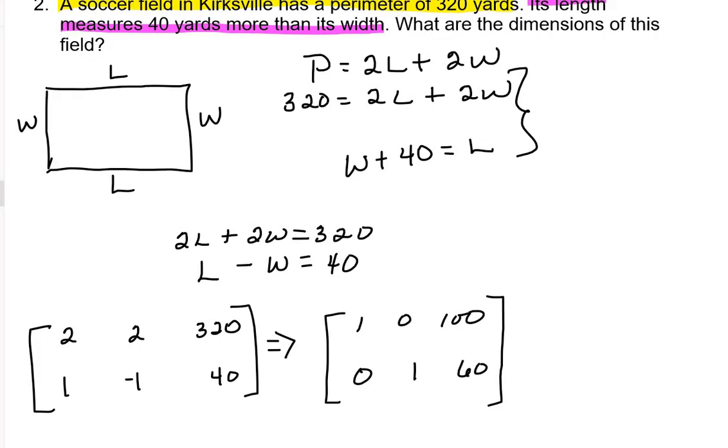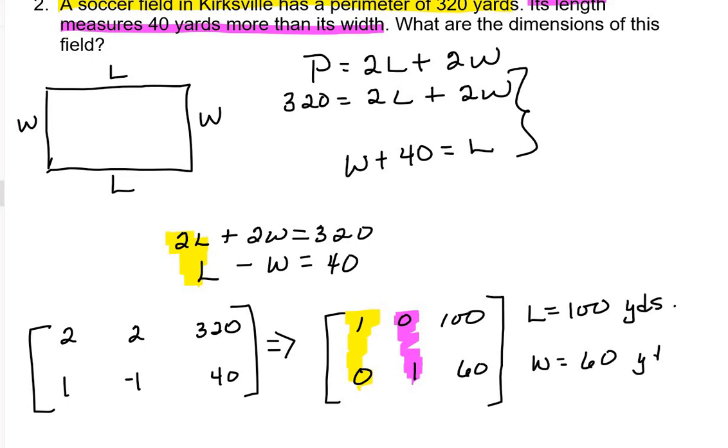Now remember that the numbers in this first column are the coefficients of the L terms. So that means that L is 100. And this second column has the coefficients of the W terms. So that means that W is 60. So my length is 100 yards and my width is 60 yards.